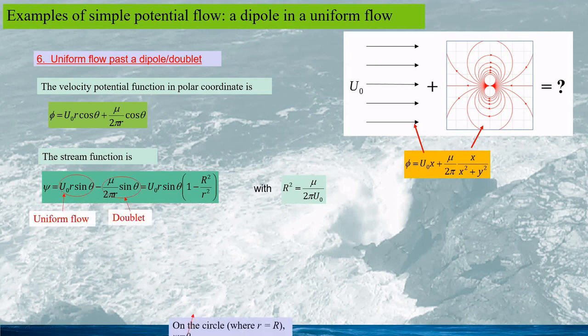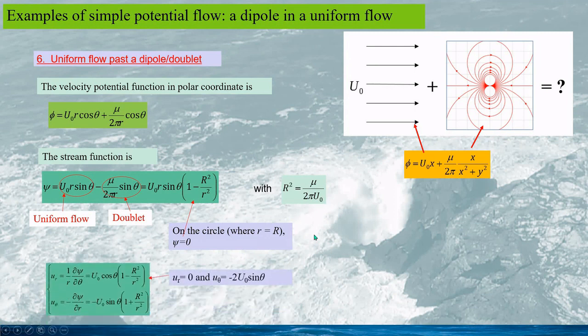So on a circle of the radius of capital R, the stream function psi is 0. So this means the circle is a streamline for the potential flow of a uniform flow and the doublet. The radius of capital R is dependent on the doublet strength mu and the velocity of the uniform flow.